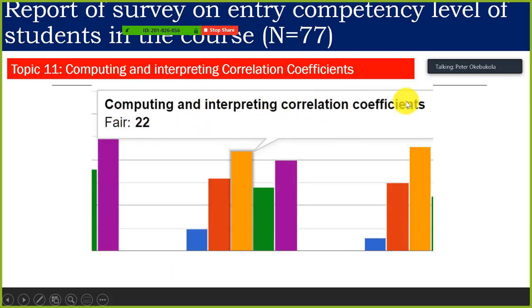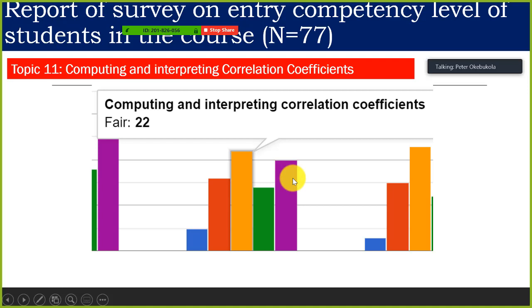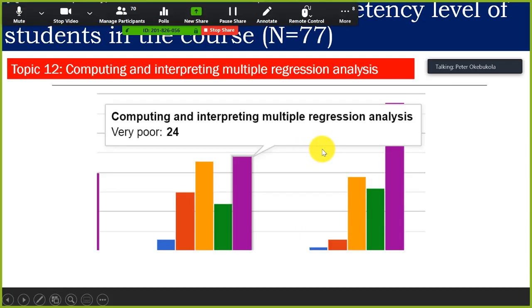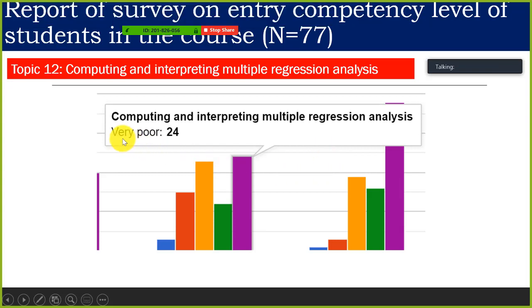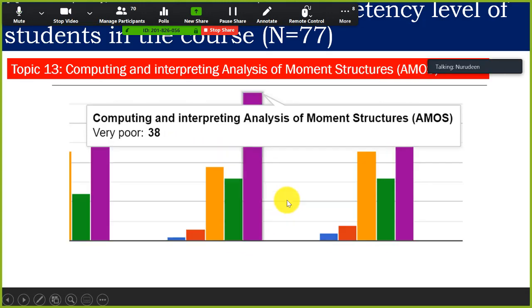Computing and interpreting correlation coefficients. This is not so bad. It means a number of us are able to compute correlation coefficients, and you can see the purple bar has come up, but the yellow bar, which is the fair one, is not doing so badly here too. What about multiple regression analysis? Very poor is this. So quite a number of us, actually most of us, are very poor in multiple regression analysis as well.